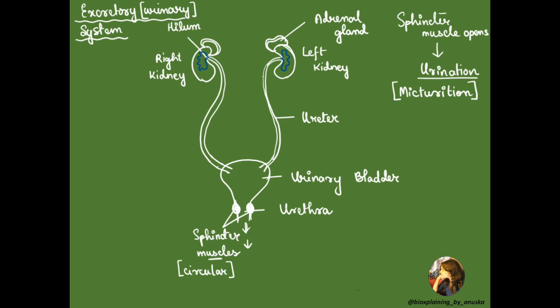This adrenal gland is a part of our endocrine system, which is responsible for the production of various hormones, the major one being the stress response hormone, which is known as adrenaline and commonly known as the fight and flight response hormone. So that is about the general structure of the urinary system.